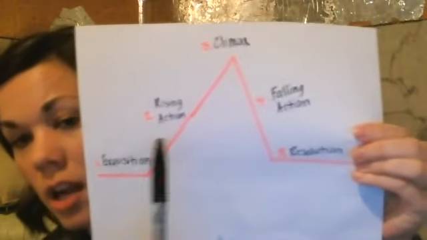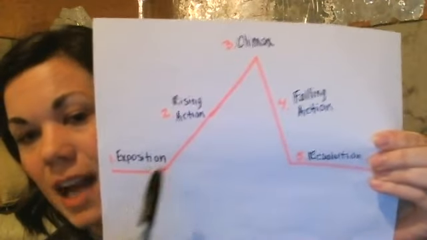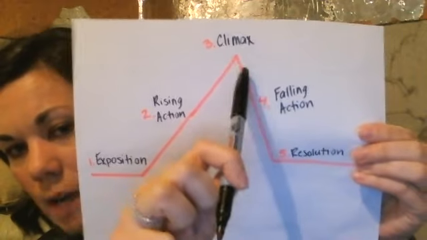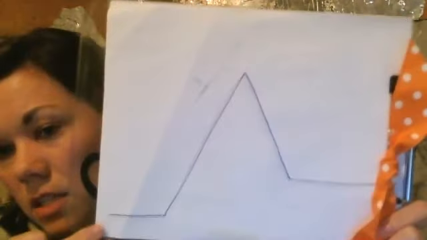Now make sure the majority of your story happens in the rising action. Remember, make this line a lot longer than your falling action, because by the time the climax happens, your story is getting ready to wrap up. It doesn't have to be perfect, but at the bottom, draw your little exposition line, your big rising action. Make sure you leave room at the top, because you're going to write your climax in. Then a little falling action. So it should look something like this.